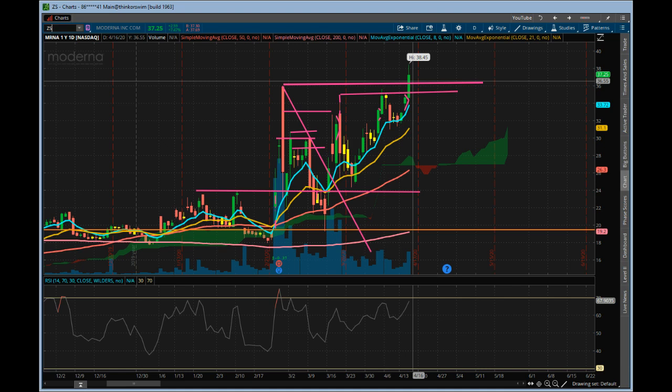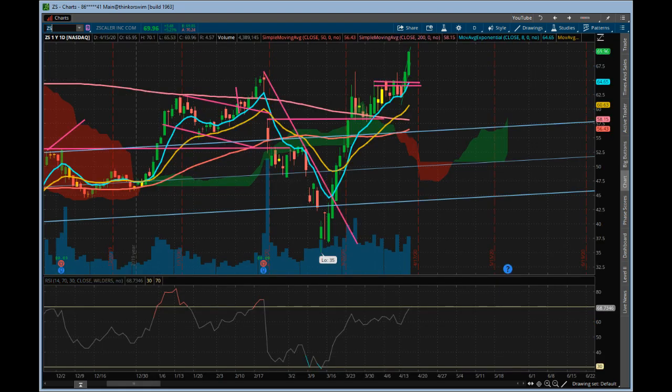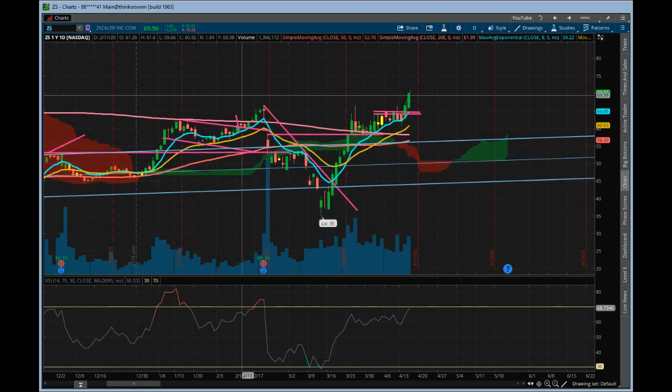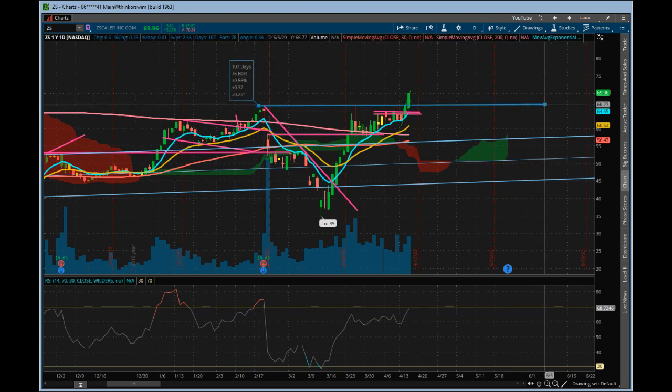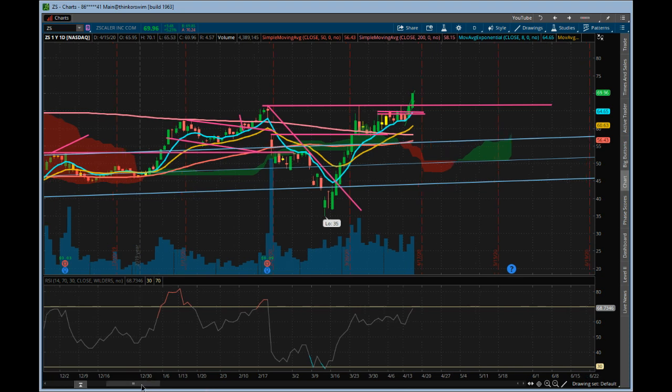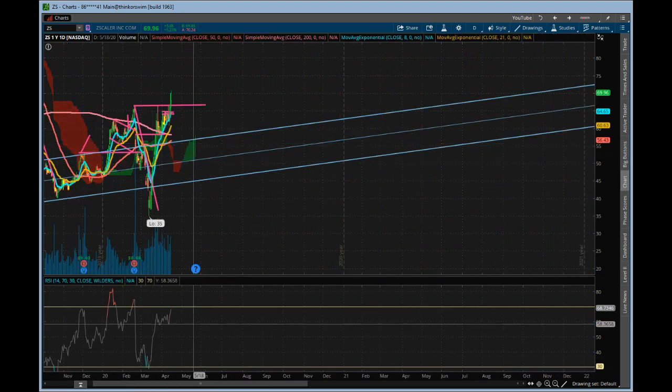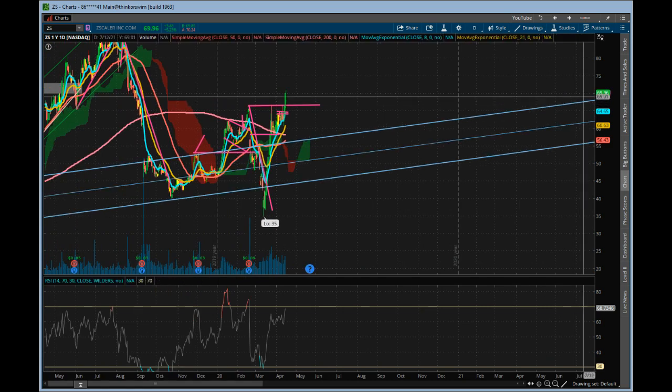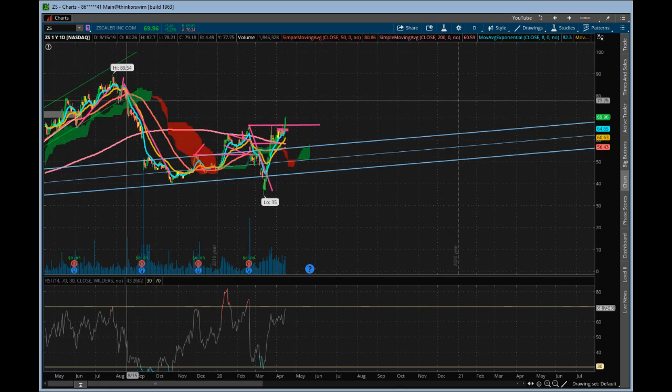Okay, let's take a look at ZS, Zscaler. I tell you, some folks in our group really like this one, but nice close today. Good volume. Closed at the highs, and closed above all these pivot levels right here with some good volume. So let's see if it can work its way up.